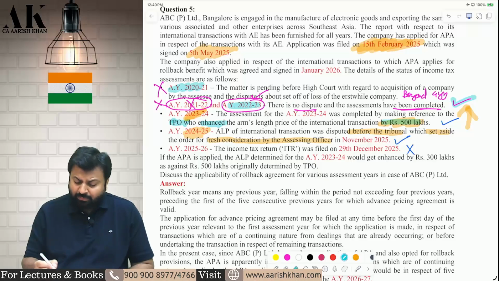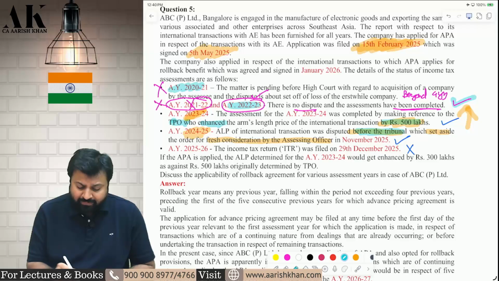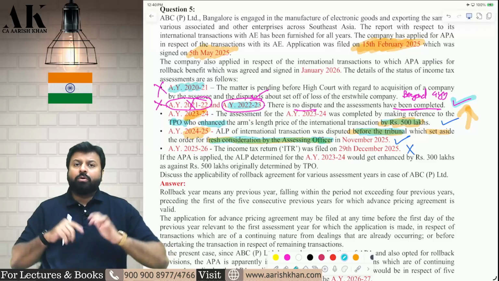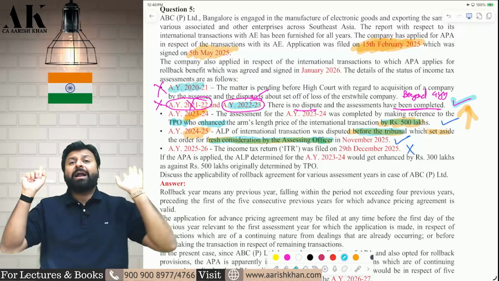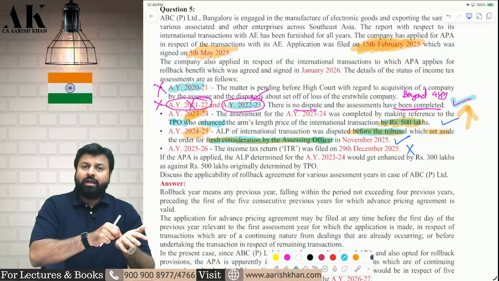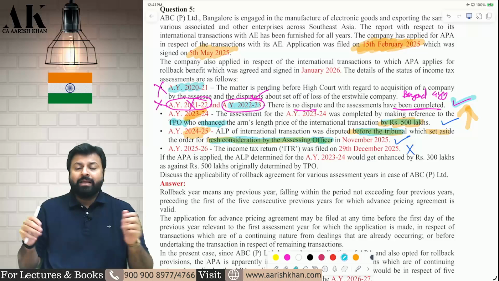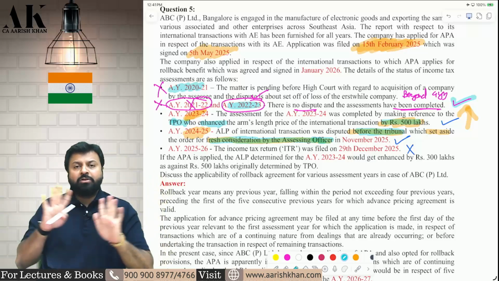Let's check what has happened. The matter has gone to the tribunal for 24-25 and the tribunal has set aside the case for fresh consideration by the AO. Yes, you can go. Remember, if the tribunal has already passed an order discharging the matter at its end, by confirming the order, annulling the order or modifying the order, then you cannot go for rollback. If the tribunal has closed the matter, then you cannot go for rollback.